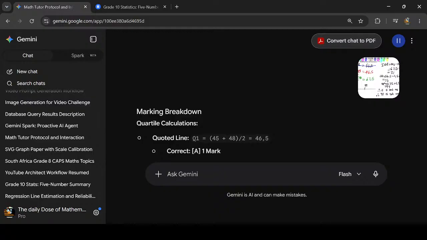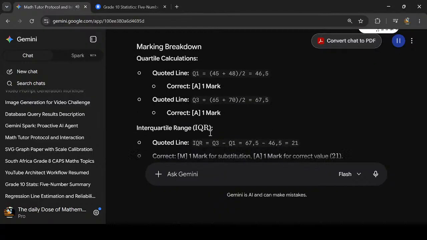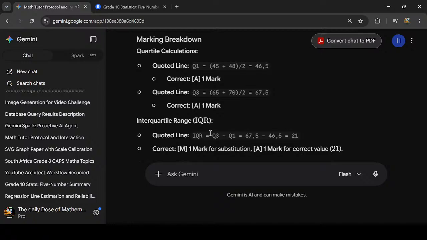Marking breakdown. You've got to use your quartile calculations. Q1 equals (45 + 48) / 2 equals 46.5. Correct. A, 1 mark.